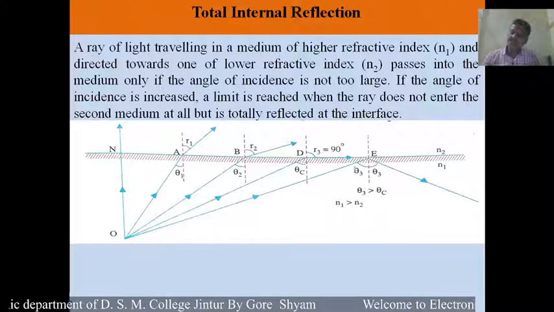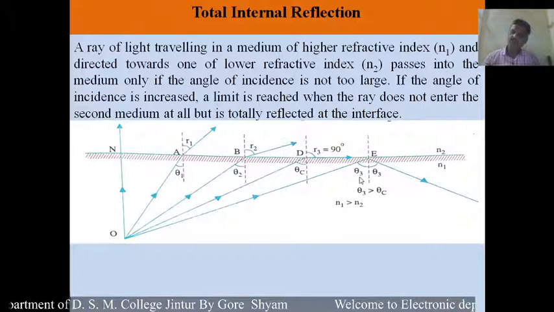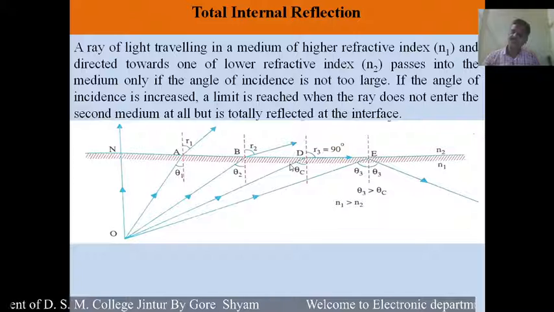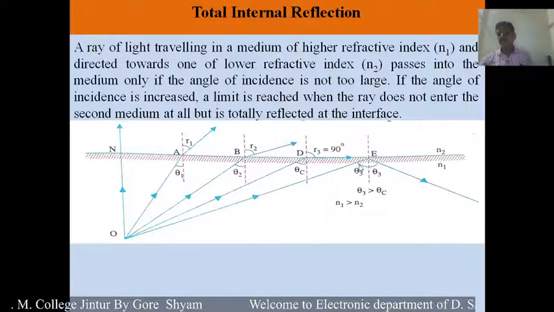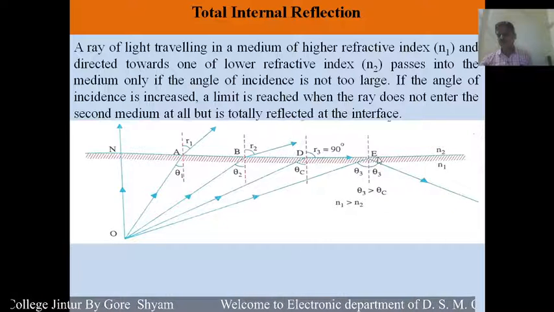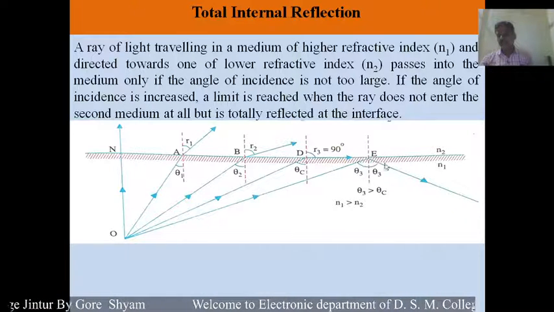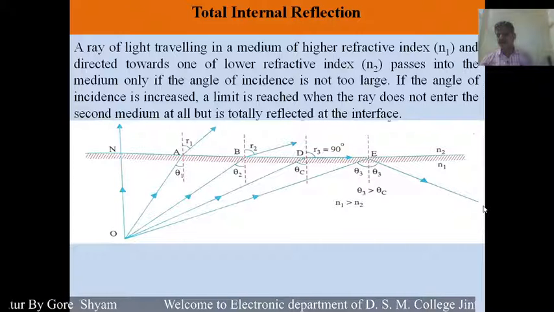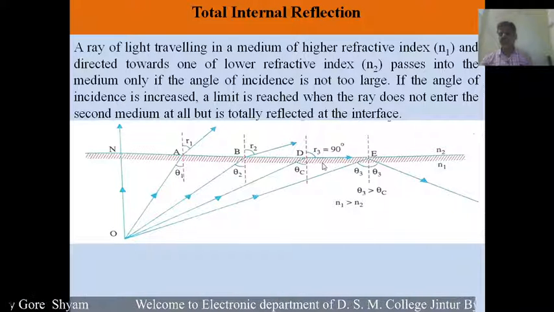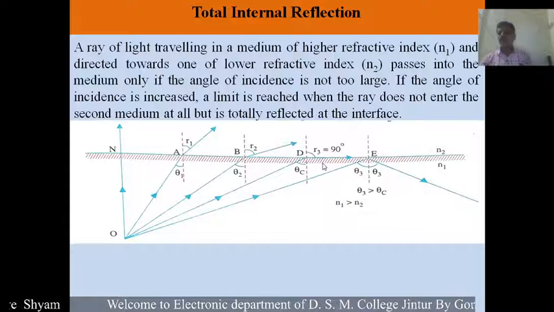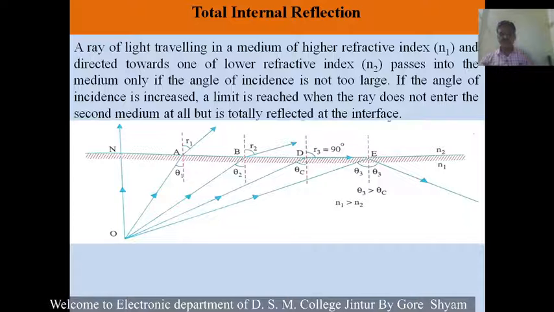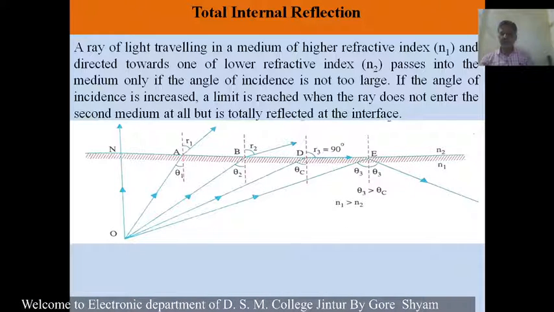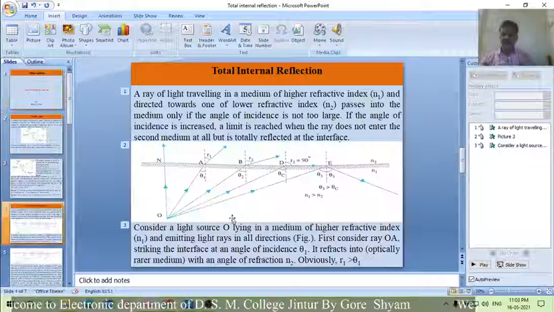Here theta 3 is greater than theta c, therefore this angle is more than this angle. Here the light is reflected into the same medium, and this is total internal reflection. I will show you the same phenomenon with the help of an example. Let us see this example.